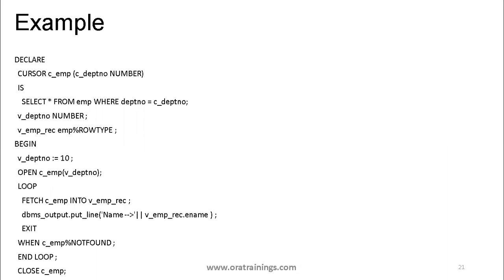Let us see a simple example. Here if you observe what we have done, cursor c_emp, we have declared a cursor which is expecting a variable c_department_number to be passed. Now in the begin section, while opening the cursor, we pass the department number and then we got the data, right? So this is how we can pass a parameter to the cursor. Now let us see the example here.